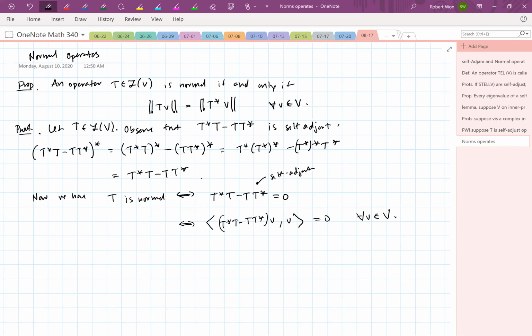Okay, but now you can break this expression up over the inner product. So this will happen if and only if the inner product of T star T V with V equals the inner product of T T star V with V for every V. So just break it up and then move it over to the other side.